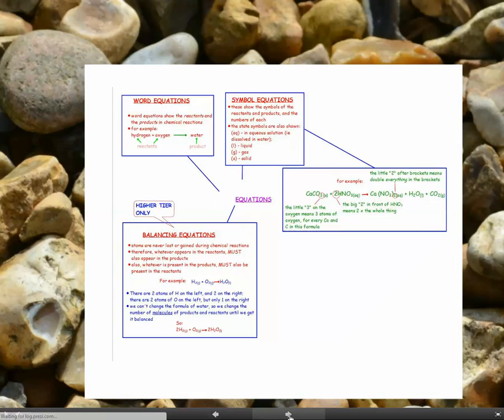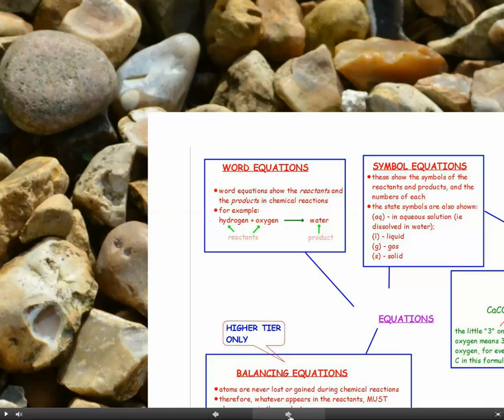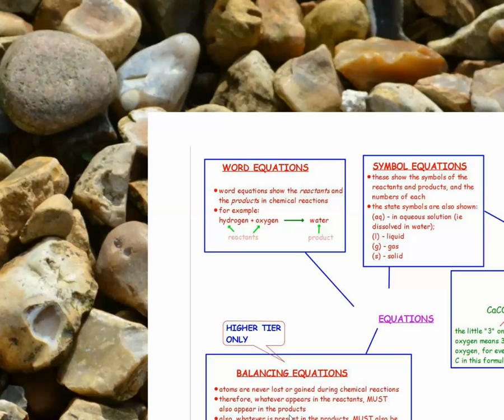Equations. Word equations. Now these show the reactants and the products in chemical reactions. So for example, hydrogen plus oxygen forms water. The things on the left of the arrow are the reactants, and the things on the right that you end up with are the products.